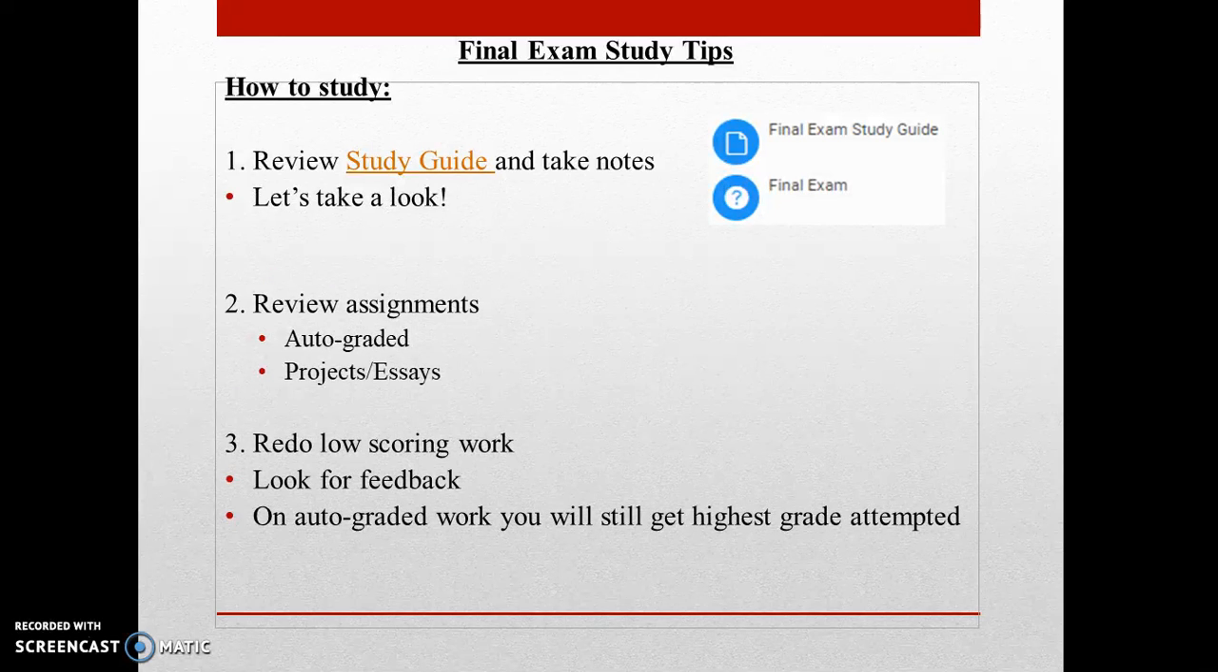And of course, how to study. Make sure you're reviewing the study guide, taking notes, reviewing assignments, and redoing any low scoring work. And I have provided you with what it's going to look like from your class. Once you have completed all assignments, the final exam study guide becomes unlocked. You won't be able to access it, I believe, until all of your assignments have been completed. So make sure that you find that final exam study guide. There's a picture right here of what it's going to look like before the final exam. So make sure that you're using that final exam study guide. It has the topics that are going to be on your final. So go ahead and pause this if you need to read through it more thoroughly.